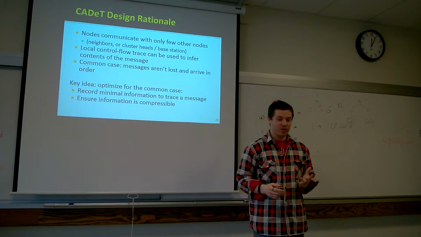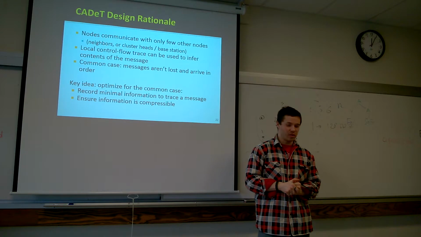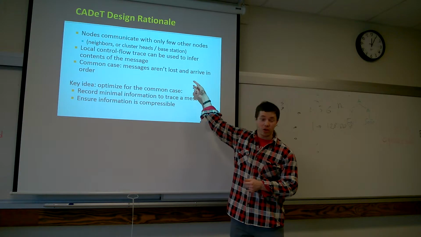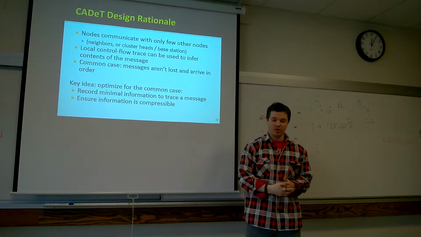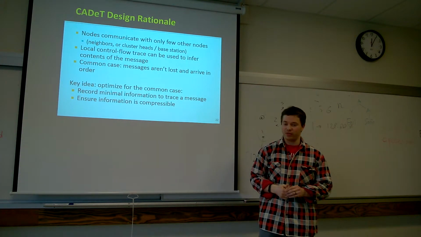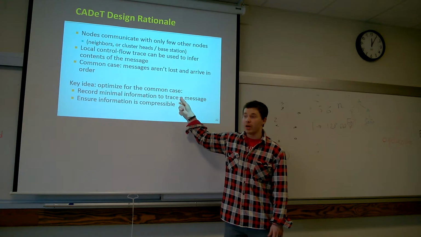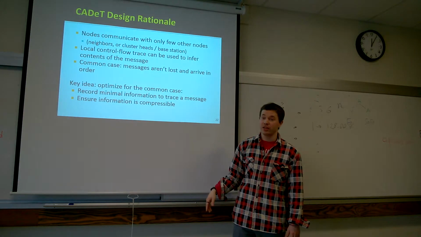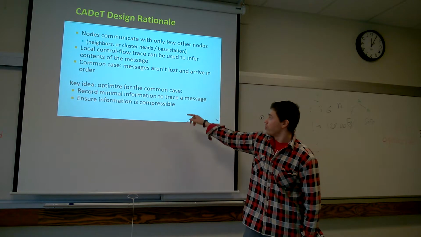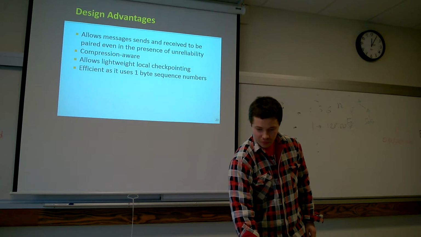Right, so the idea: nodes talk to only a few neighbors. We can use the trace to infer the contents of the message. And in the common case, messages aren't lost or arrive out of order. Normal case, everything goes fine. So the idea is to optimize for the common case, which is prevalent, and then be capable of handling out of order messages or other issues. And by optimizing, make sure it's compressible. So this is the idea.